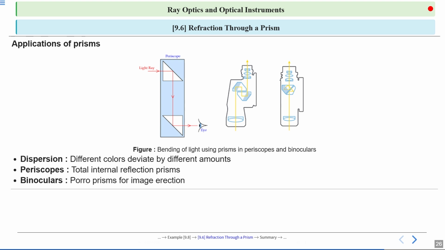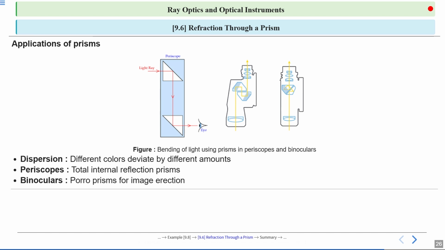So finally, let's discuss binoculars, which use porro prisms for image erection. This prism helps correct the orientation of the image, making it appear right side up to the viewer. This is essential for clear and accurate viewing, especially in devices designed to magnify distant objects. Understanding how prisms work in binoculars gives us insight into the engineering behind optical instruments.